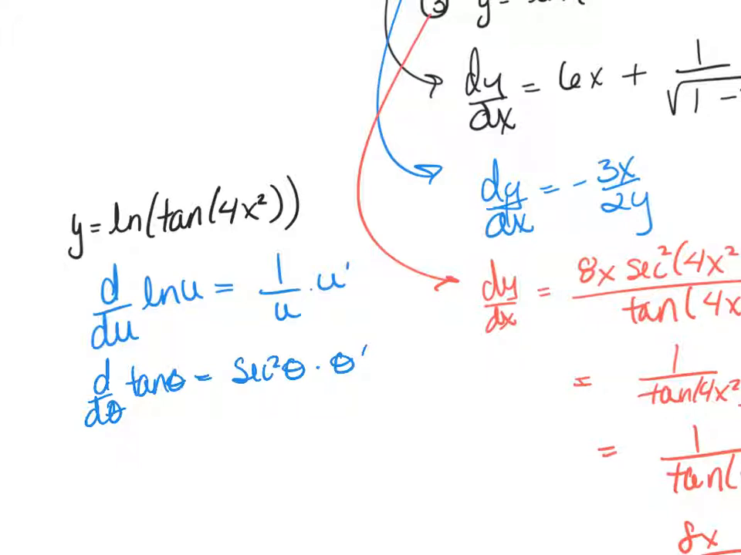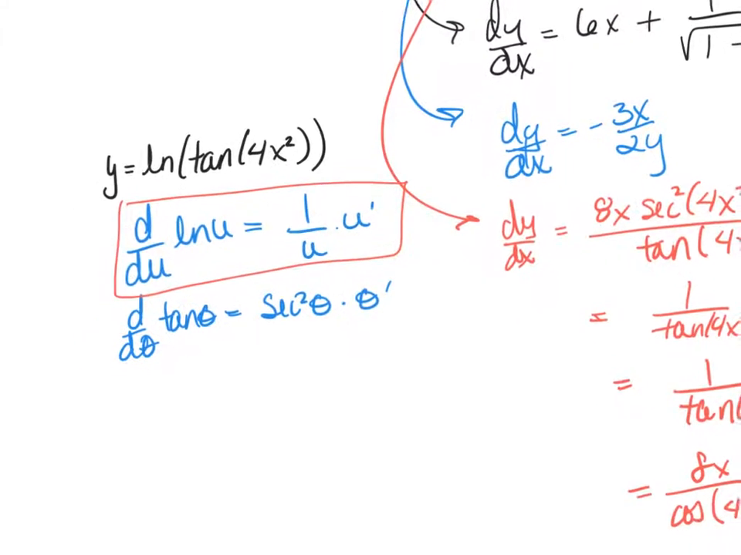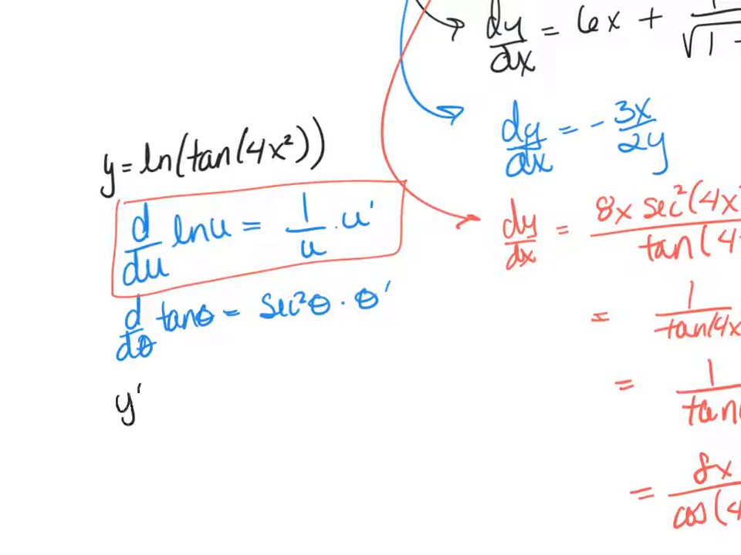And the first part is I need to do the derivative of the natural log. So the derivative of the natural log, so y prime, or dy dx, is equal to 1 over the u. In this case, u happens to be the tangent of 4x squared. Now I need to multiply it by the derivative of the tangent 4x squared, because that's what u is. So here, u was the tangent of 4x squared. Now I need to find this u prime.